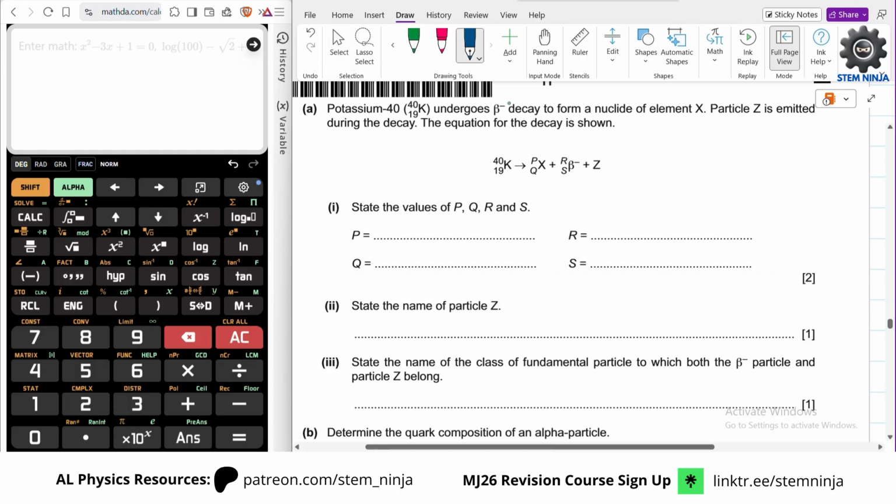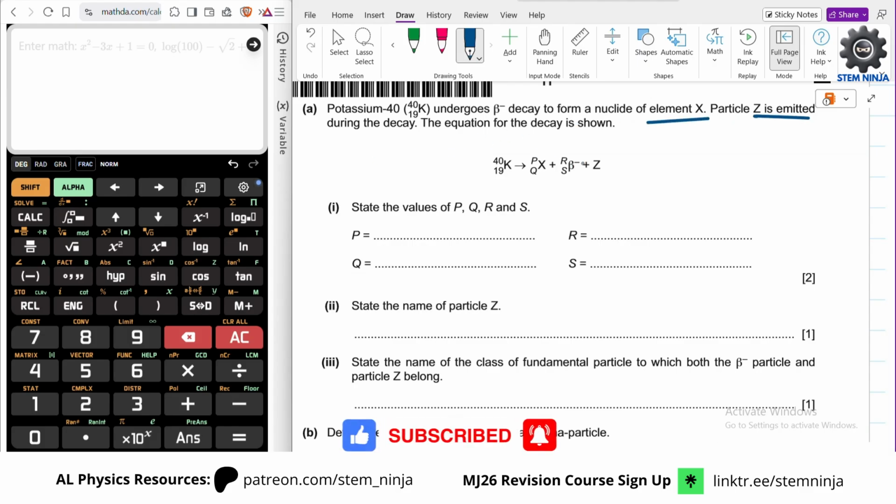Potassium 40 undergoes beta negative decay to form a nuclide of element X. Particle Z is emitted during the decay, other than the beta particle. Equation for decay is shown. Alright, state the values of beta.